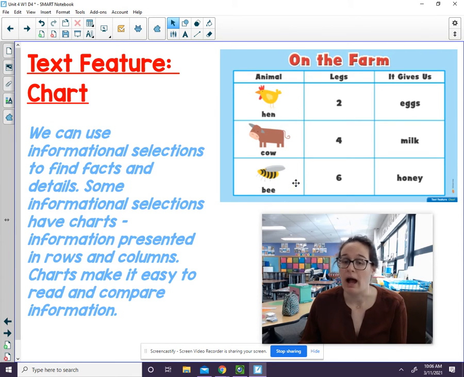Maybe I want to know how many legs the animal B has. Well, I would follow the column over. And how many legs does it have? It has 6 legs. Last one. How many legs does a cow have? Go ahead, follow that. Tell me, how many legs does a cow have? The cow has 4 legs.